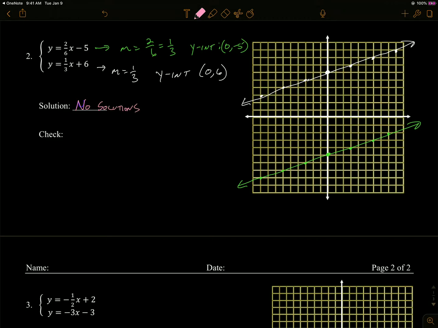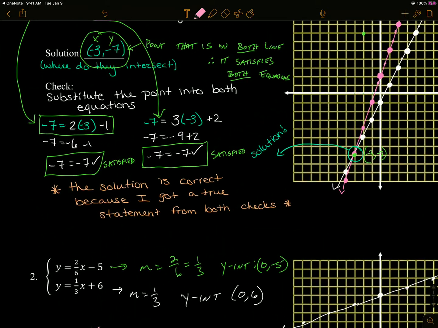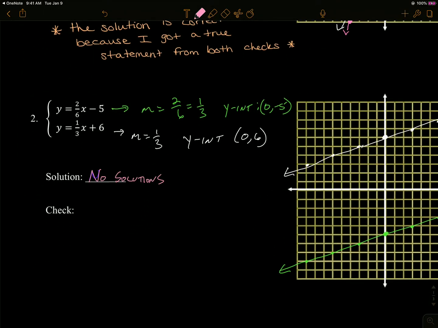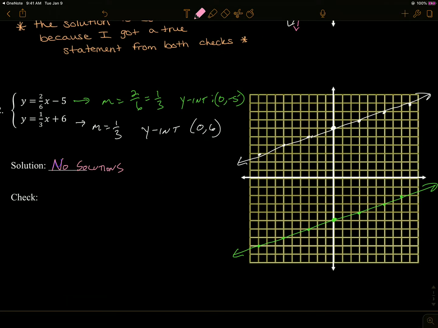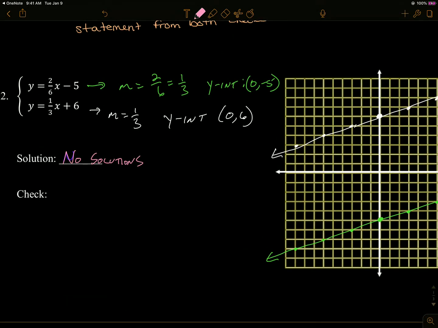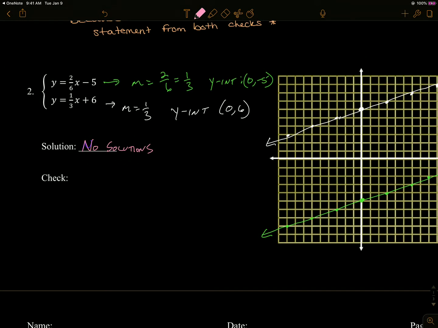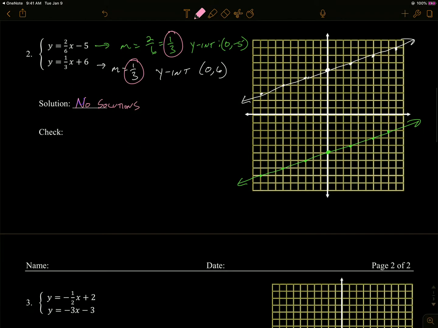Why are there no solutions? Because these lines will never intersect, and solutions are anywhere where the two lines intersect, any point that's on both lines. So there is no point that I can plug in that would make both equations true, so I can't check it. How do I know that these lines will never intersect? I know that they're parallel and they'll never intersect because their slopes are the same. So if they never intersect, there's no solutions.